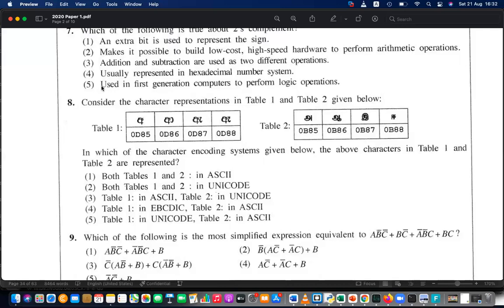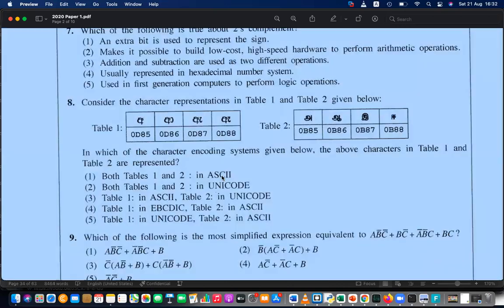Question number 8. There are 2 tables given, and which character encoding systems are used to represent the characters in table 1 and table 2? What are the character representation technologies used there? Count the number of characters. 1 hexadecimal digit represents 4 bits. 4 plus 4 plus 4 plus 4, altogether 1, 2, 3, 4. 4 times 4 is 16. 16 bits is what?